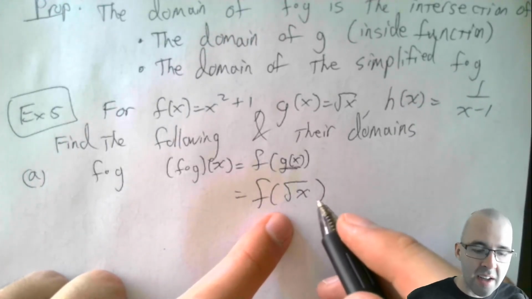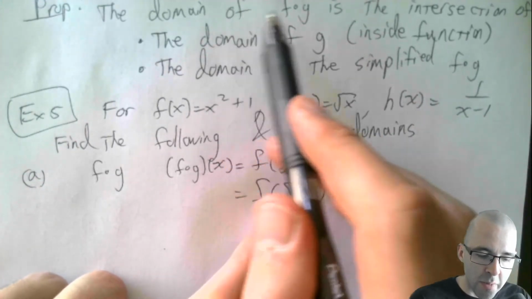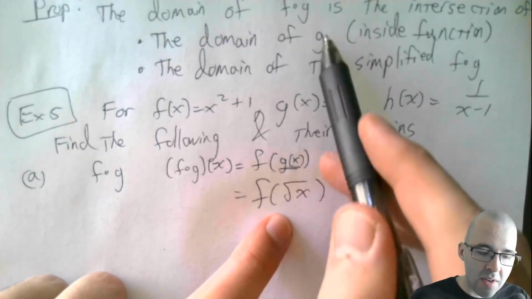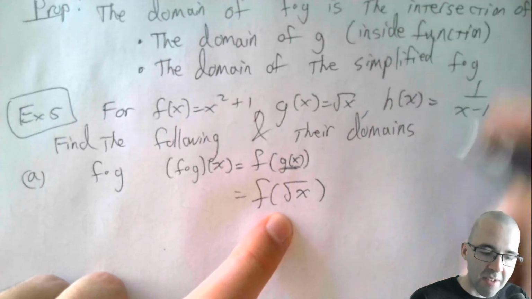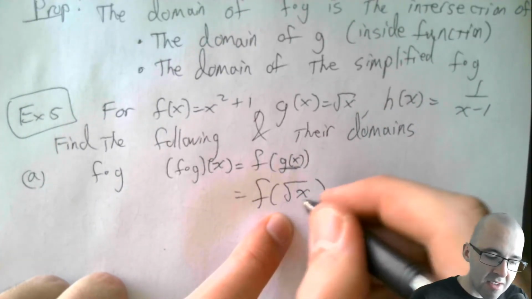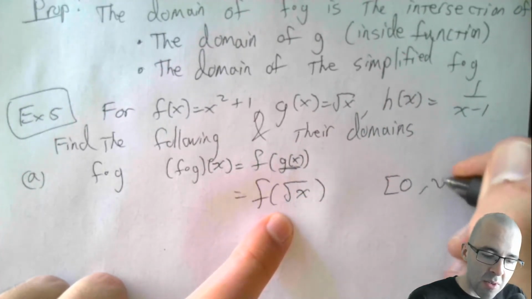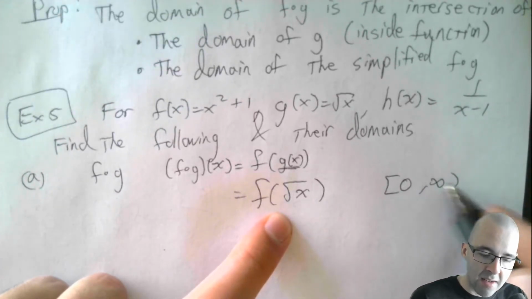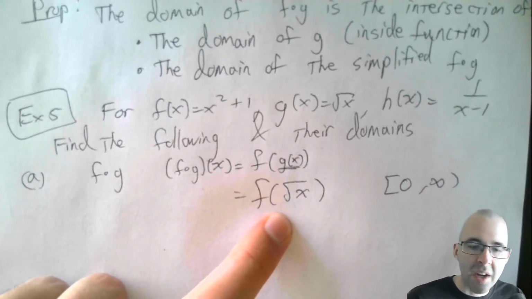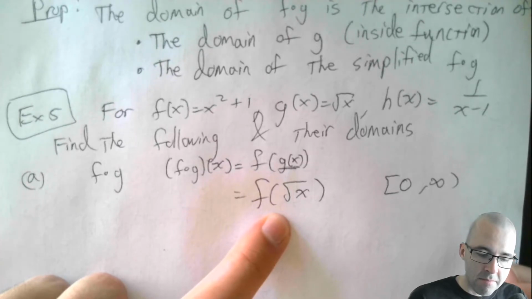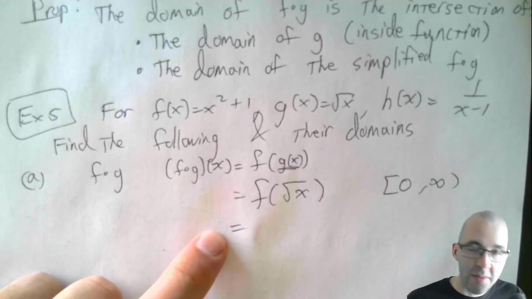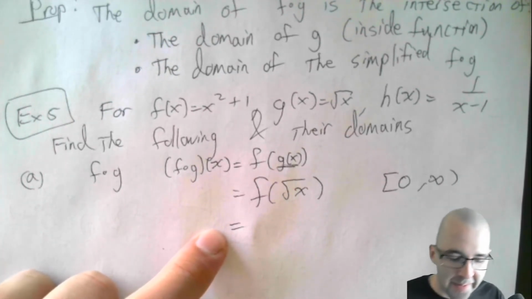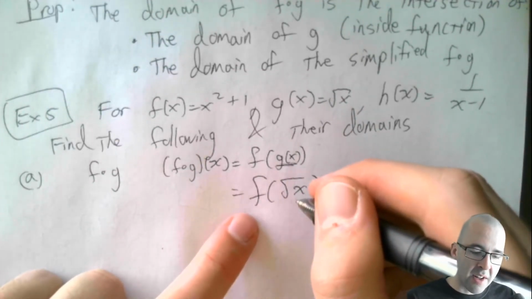And as soon as we plug in the inside function, we go, oh, the domain of f of g is the intersection of 2 different domains. Domain of the inside function. What is the domain of this inside function? The domain of this inside function is 0 to infinity. So this is one domain that we're going to have to intersect with a different domain. Anyway, now we plug this into f.